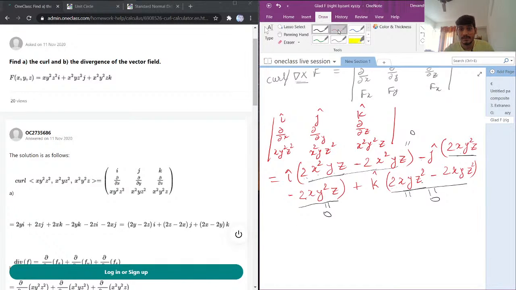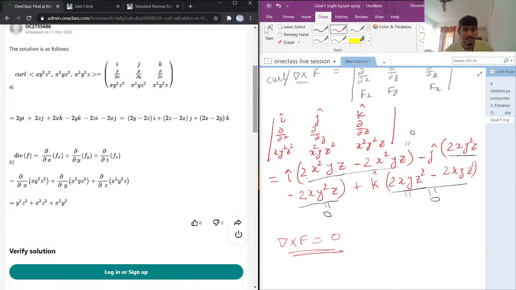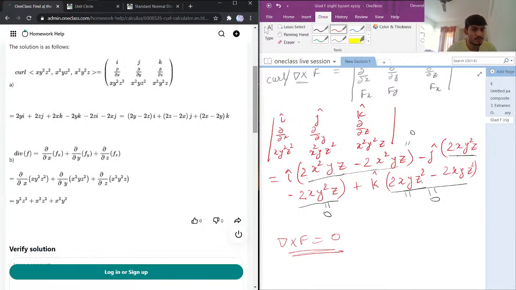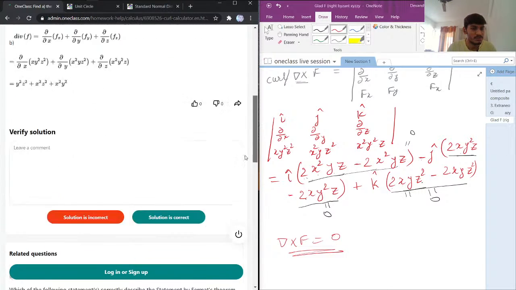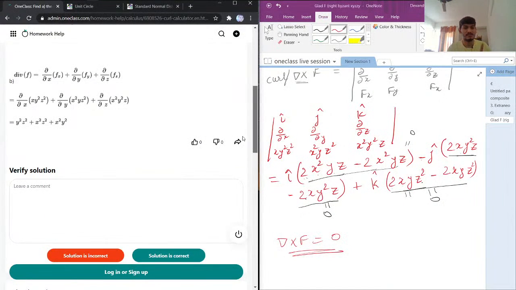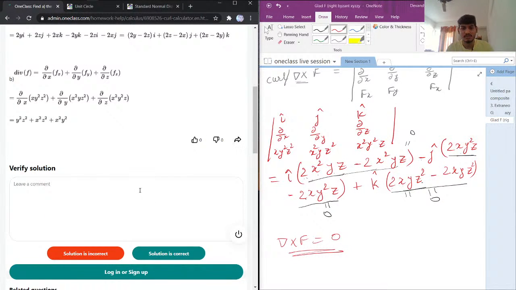So finally, my curl of f vector is equal to 0. Let us see what the solution given is. Okay, so the solution given is 2y i plus 2z j plus 2x k minus 2y k. This solution cannot be correct at all. No, the solution is incorrect. So the solution for divergence was correct, but the solution for curl is incorrect.